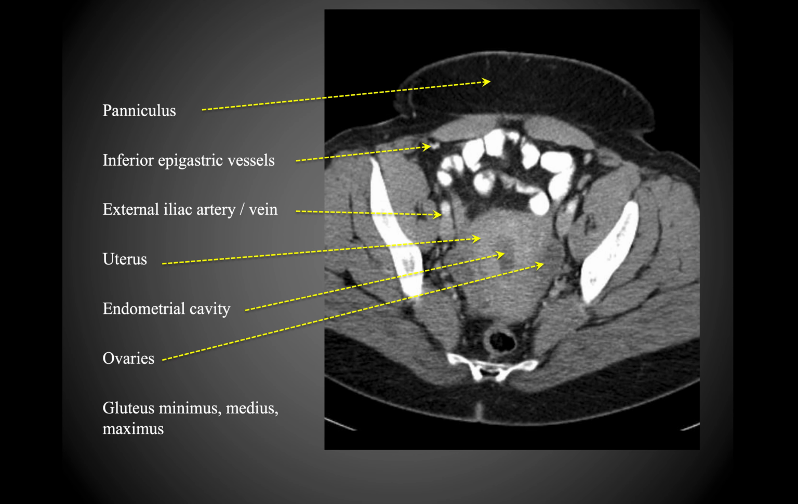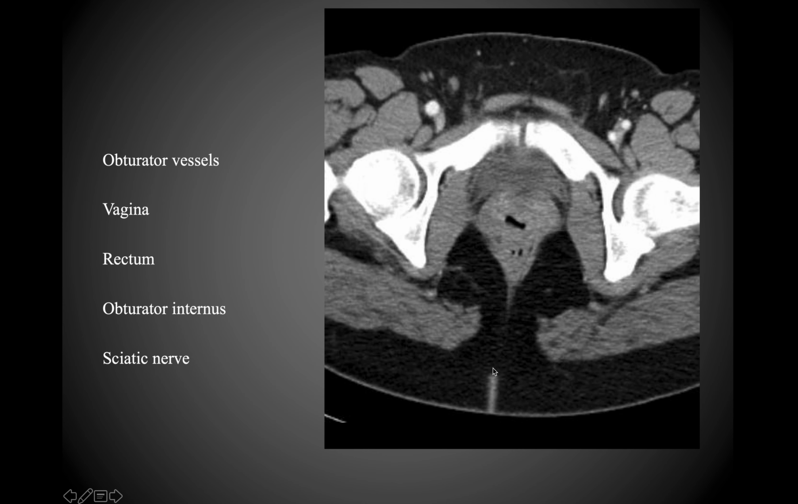And then we have the ovaries located on either side of the uterus. And you can see how they're sort of like the testicles in the sense that they should have a relatively homogeneous appearance to them. And then finally, we have the gluteal vessels located back here. So you can see the gluteus minimus, medius, and maximus. And then this is going to be the rectum located right here in the midline. And this is the distal part of the sacrum.